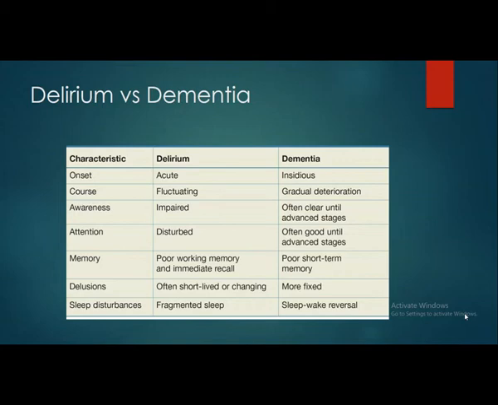There are sleep disturbances. In delirium, there is fragmented, broken sleep. A person sleeps for 1 hour, then is up for 2 hours, then again sleeps for 1 hour. And in dementia, there is sleep-wake reversal. Mostly the patients are up in the night and sleeping the whole day. These are the main differentiating features of delirium and dementia that are most important.